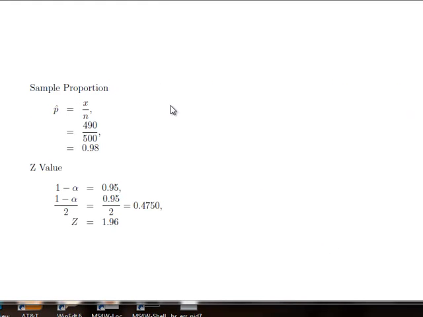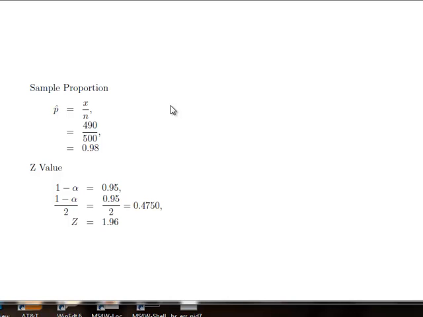So we have a couple things to consider. We might want to think about the sample proportion, and we know that's p hat, which is x over n. So the 490 is the number of successes, the number that arrived on time, over the n of 500. And that gives you 0.98.